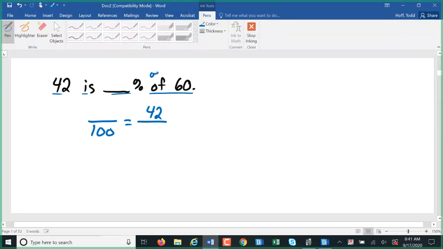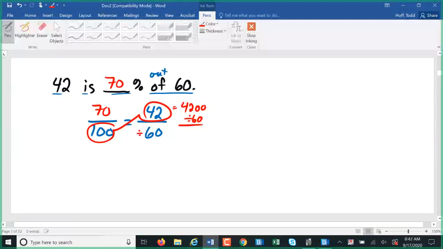Of 60, again, can be read out of 60, implies that 60 goes on bottom. Now again, we're going to cross multiply, so we find the two numbers that are diagonal with each other, that's the 100 and 42, that multiplies to make 4,200. And we divide by the number that's diagonal with our missing number, the 60. So that 4,200 divided by 60 is 70. 70 out of 100, or 70%. So 42 is 70% of 60.